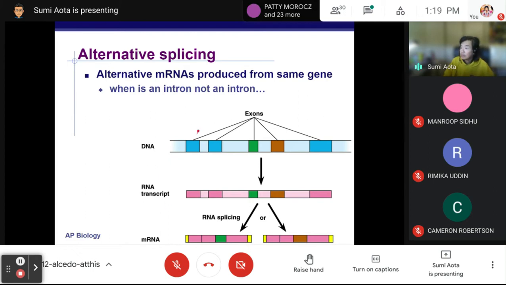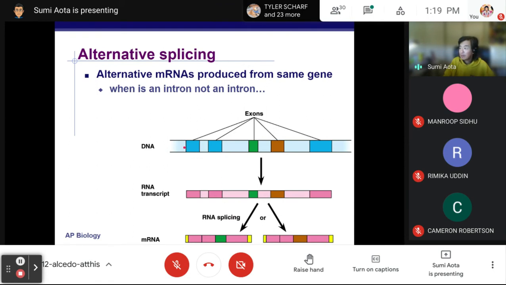So you make the RNA transcript. The dark pink bit you want to keep. And then whether you keep the green or the brown depends on which mRNA you want to make. If you want to make gene 1, you go pink, pink, green, pink, and the brown becomes an intron and you get rid of it. But if you want to make gene number 2, then you go pink, pink, brown, pink, and green becomes an intron and you get rid of it.